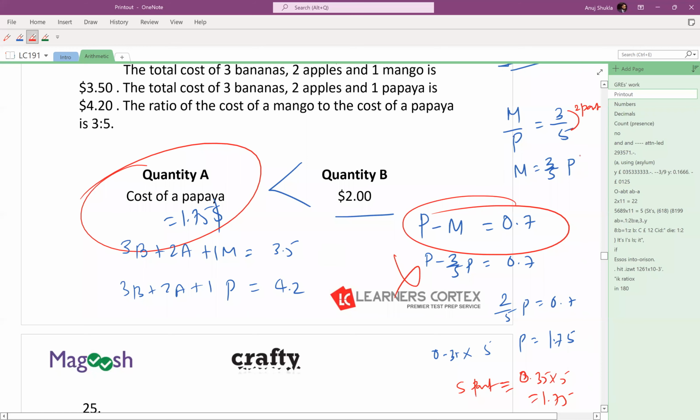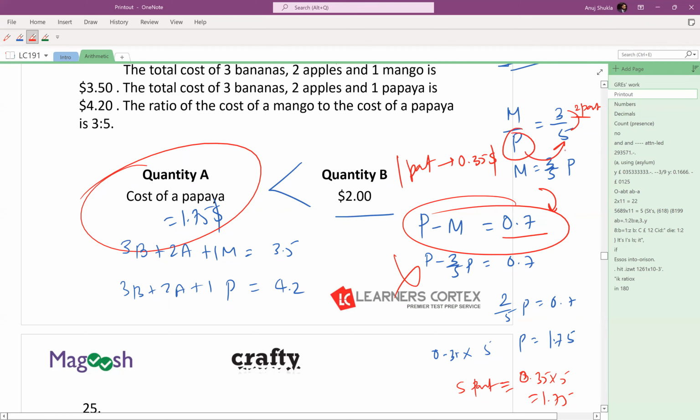Last one. I told you the mango and papaya difference is how much? 2 parts. Yes or no? If mango is 3 parts, papaya is 5 parts, the difference between the cost is 2 parts, and 2 parts is actually given as $0.7. So what is 1 part value? 1 part value is $0.35.